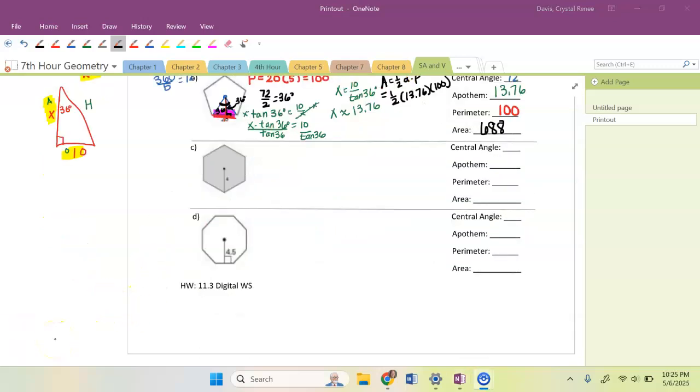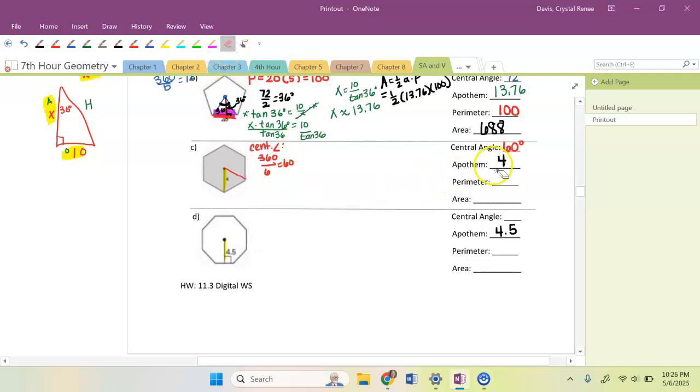All right, doing what we've just done, I want you to go ahead and pause this video. I want you to try to do C and D on your own. Now notice both of these, the apothem is given. So we can immediately put 4 in for my apothem here and 4.5 in for my apothem here. So pause this video, work these out, and then unpause it and see if you got it correct.